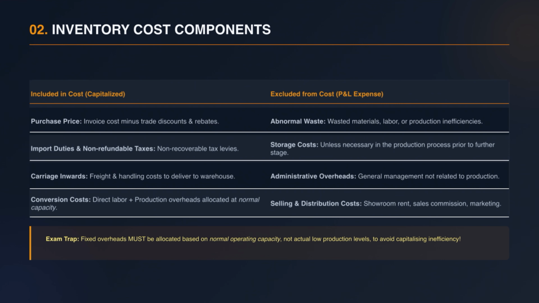Top exam tip: fixed production overheads must be allocated based on normal operating capacity, not actual low production. If a factory produces fewer units during a downturn, allocating fixed rent over fewer units would artificially inflate unit costs. IAS 2 forbids capitalizing inefficiency.